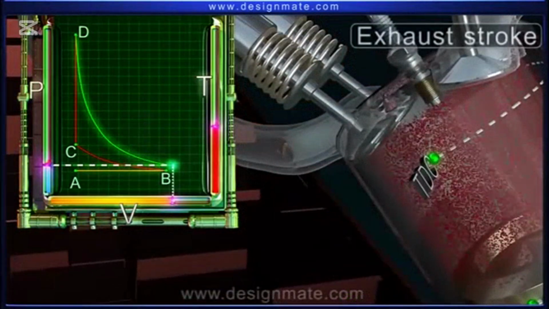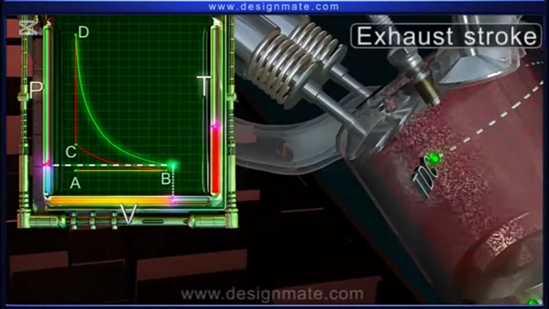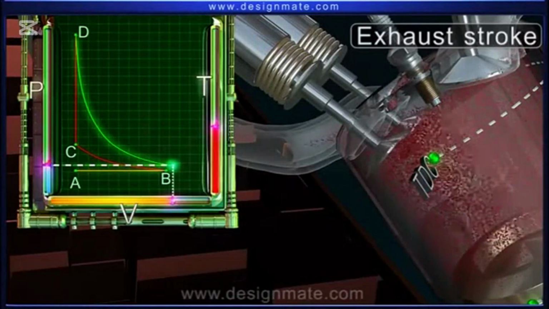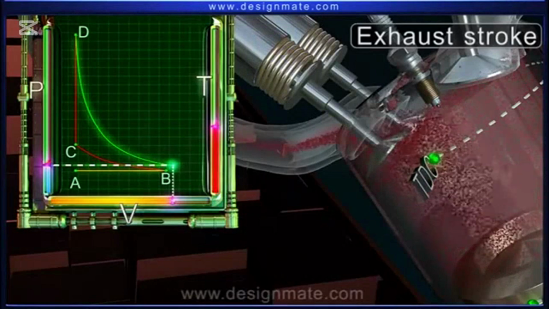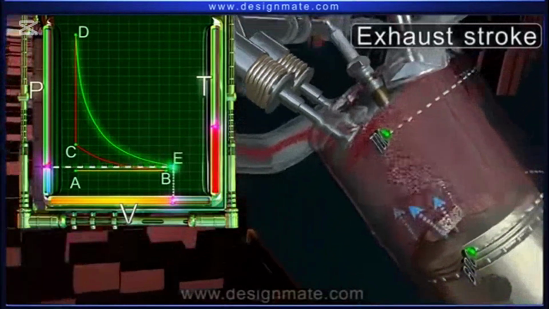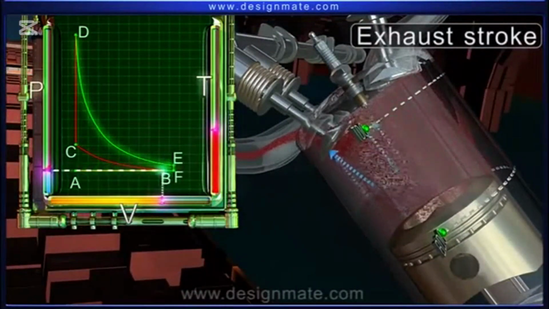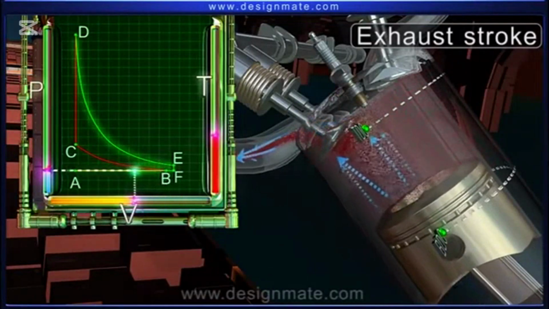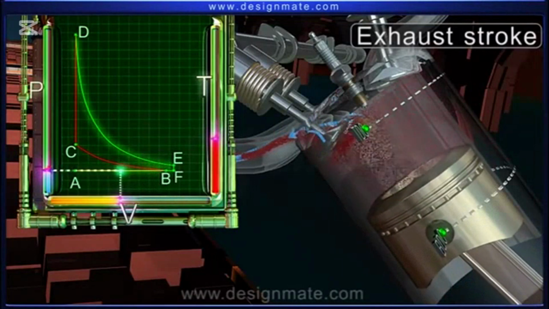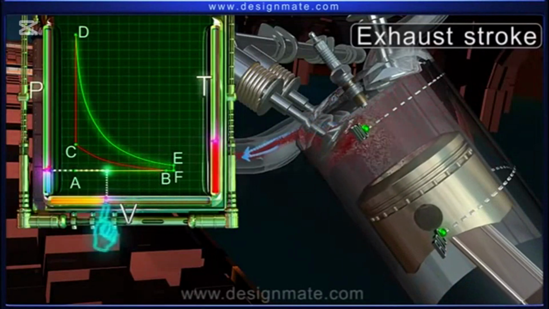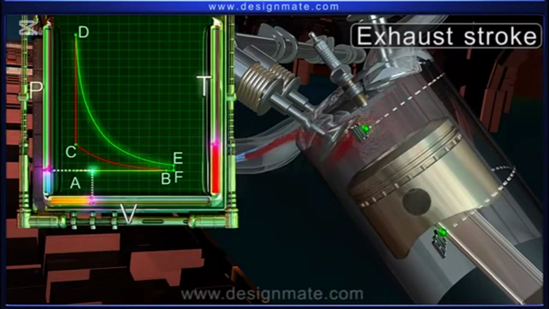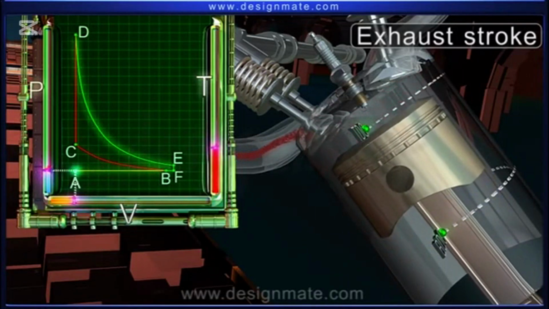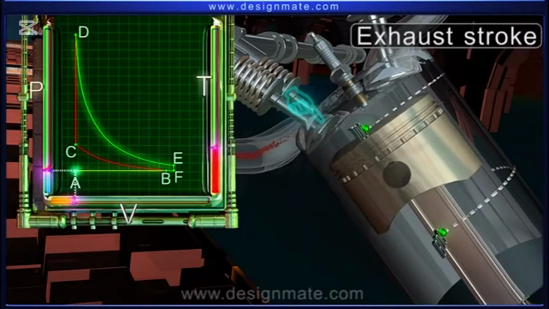Exhaust stroke. During this stroke, the exhaust valves open. Consequently, the pressure suddenly falls to atmospheric pressure with almost no change in volume. The piston now moves towards TDC, forcing the exhaust gases out of the cylinder. The volume occupied by the gases decreases at constant atmospheric pressure. When it reaches TDC, the exhaust valves close, completing one engine cycle.